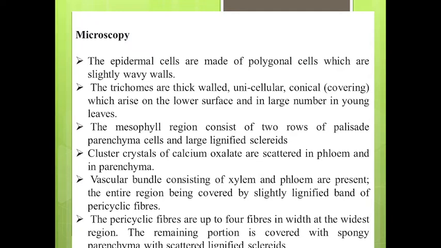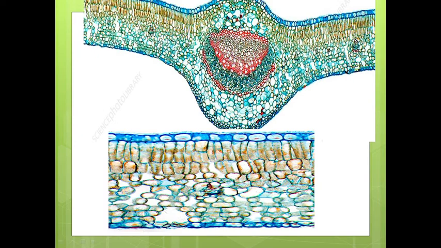Vascular bundle consists of xylem and phloem. The entire region is covered by a slightly lignified band of pericyclic fiber. The pericyclic fibers are up to 4 fibers in width at the widest region. The remaining portion is covered with spongy parenchyma and scattered lignified sclerites. So when you are taking a transverse section, this type of structure you will find under the microscope.